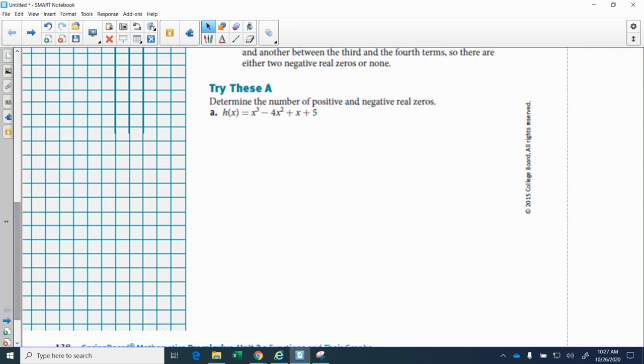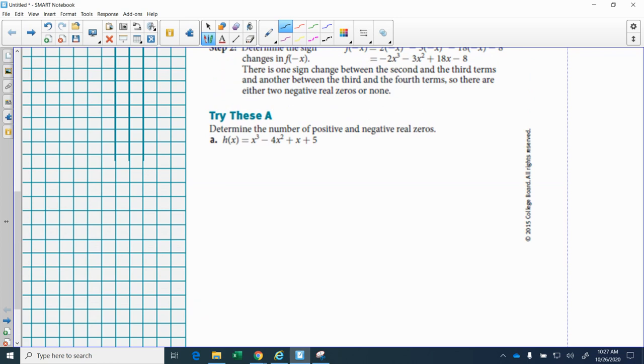So how this works is we have to be able to determine the number of positive and negative real zeros. The idea is that I want to take each of these and determine how many possible sign changes we have. Those sign changes will describe to me how many possible zeros we have. So we're always going to test two different values, the positive and the negative.